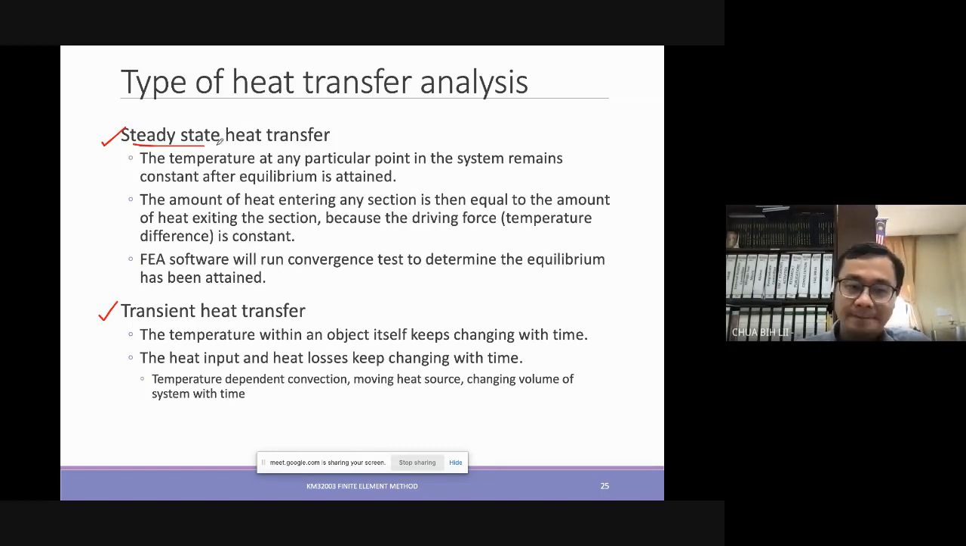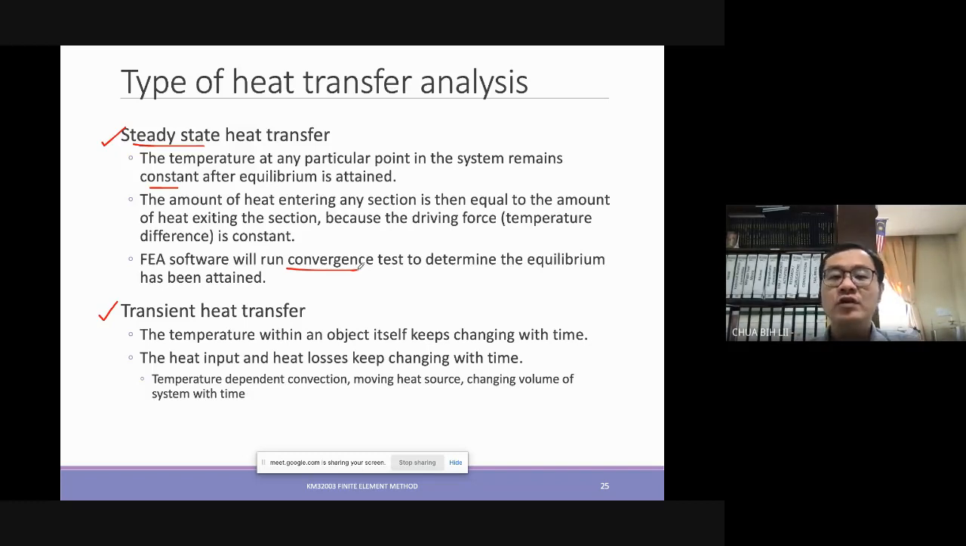So for this type of steady state heat transfer analysis, the temperature at any given point would remain constant after the equilibrium has been obtained. Then the amount of heat entering any section is usually constant as well. Meaning to say, you may have an object, heat is being applied to one particular point, and that amount is usually the same. Then after some time, it will reach a steady state. Therefore, we would consider a steady state heat transfer analysis. The FEA software will run a convergence test to make sure it is in the equilibrium condition.